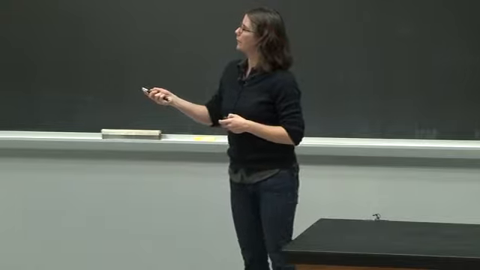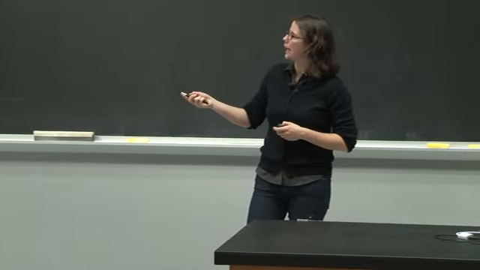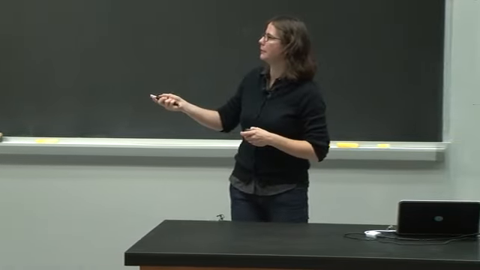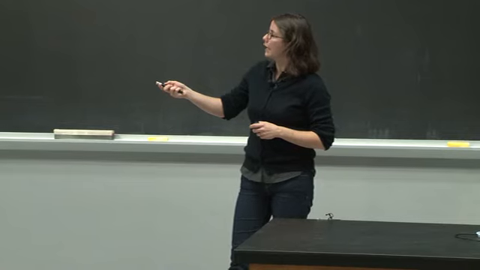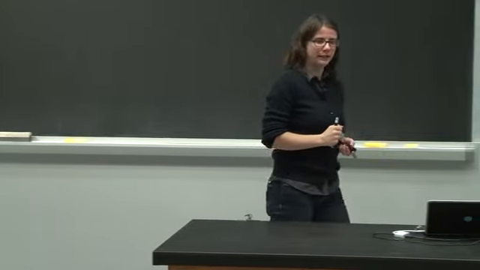Okay, so we're creating this class Rabbit. tag is equal to 1. We haven't seen something like this before. So tag is our class variable. Class variables are typically defined inside the class definition, but outside of the init. So tag is going to be a class variable, and I'm initializing it to 1.